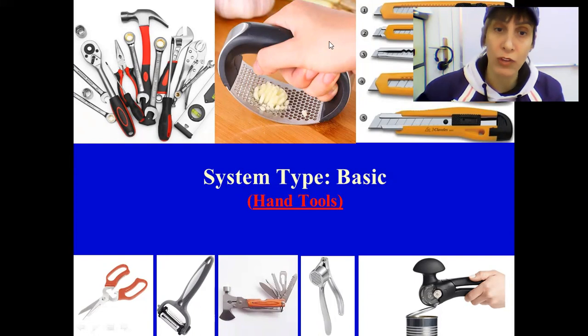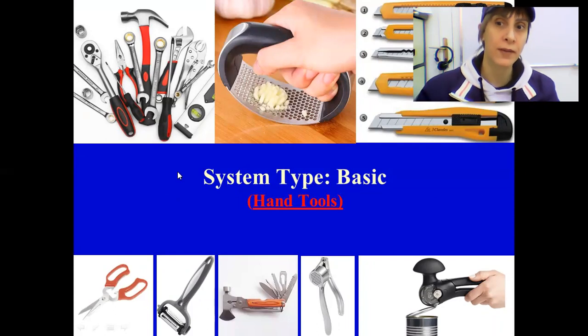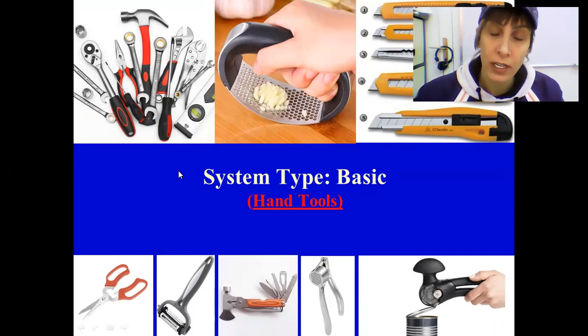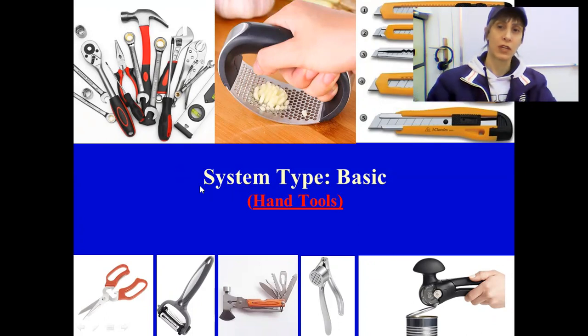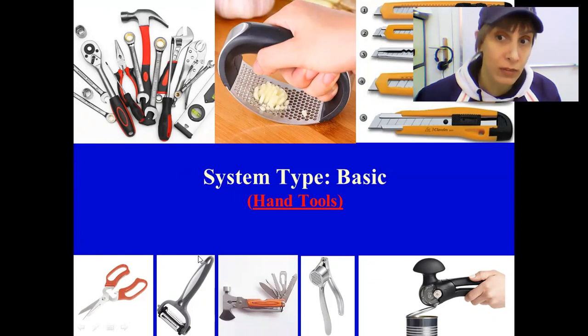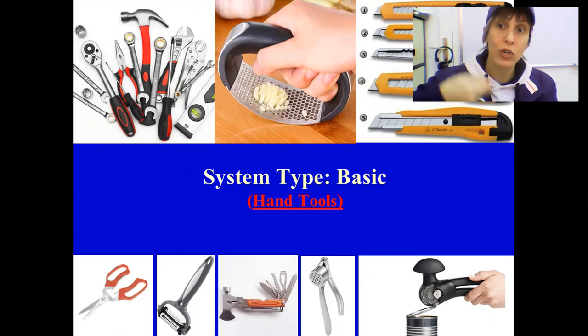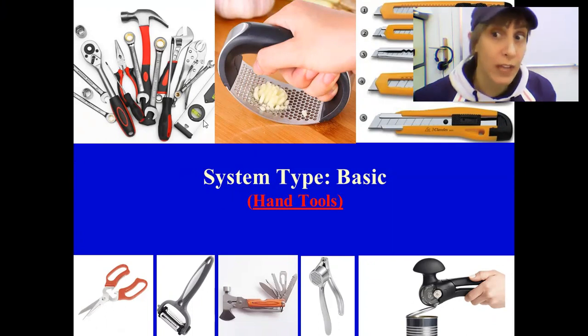The cutters are hand tools. This is a hand tool. These are all types of hand tools. There is no power involved, no electricity, okay? Most of the work here is done by who? The human. So in basic systems, which are hand tools, most of the work is done by humans. You have to put in the force, the pressure, whatever you need to do the task, okay?